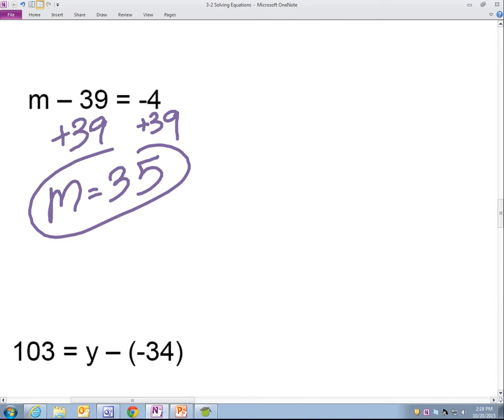So here's what just happened. I know that a lot of people earlier in the day got that one wrong. Keep in mind that you're trying to undo what's happening to the variable. What's happening to the variable there is 39 is being taken away from it. You want to undo that by adding 39 to get it by itself. Then negative 4 plus 39 is 35. Yes, sir?